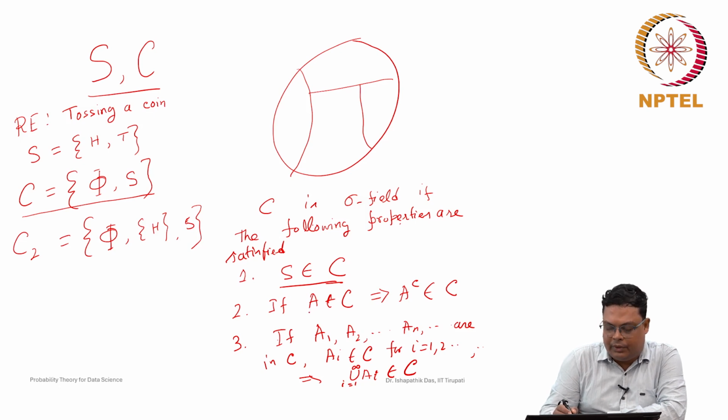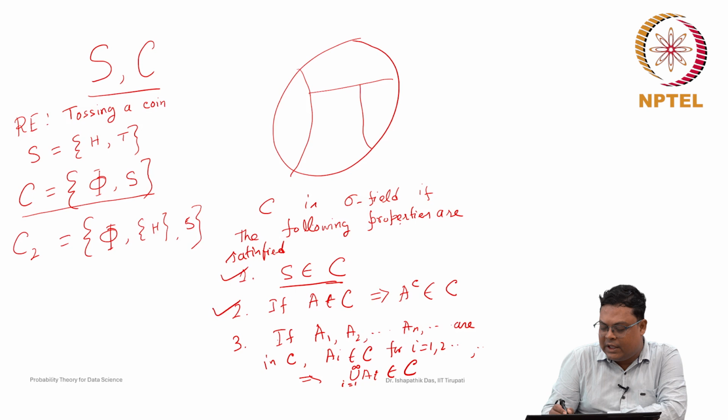So, you can see that S belongs to C implies S complement belongs to C. What is S complement? S complement is nothing but the null set. So, that also belongs to C, because here we check that. Also phi belongs to C, and phi complement also belongs to C. So, this property is satisfied by this C.